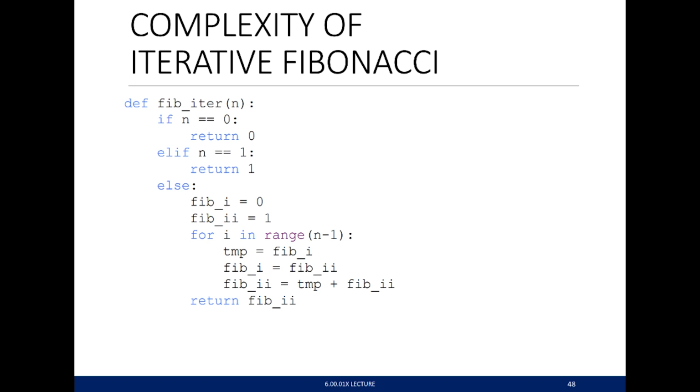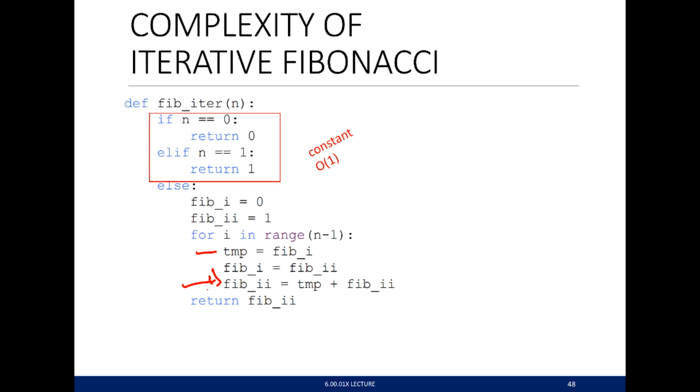I've got the two base cases, and then I'm going to set up two variables, and I'm iteratively going to run from i up to the range of n minus 1, temporarily holding one value right here, and then simply creating the next Fibonacci number by adding the two previous values while holding on to the values for the next iteration through the loop. You can convince yourself this does the right thing for Fibonacci. What I want to know is what's the complexity.